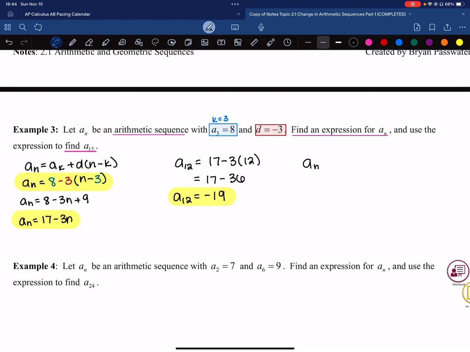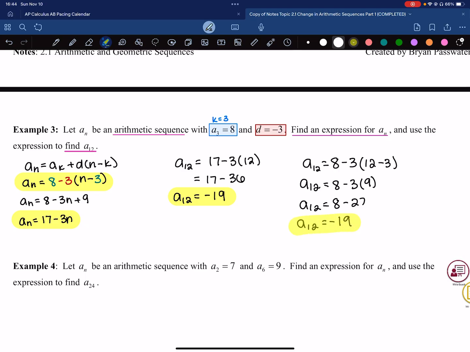So just to show you this one time, 8 minus 3 times 12 minus 3. That should be a 12. This would be 8 minus 3 times 9. That would be 8 minus 27, which is negative 19. So it doesn't matter which equation you use, you get the same result.